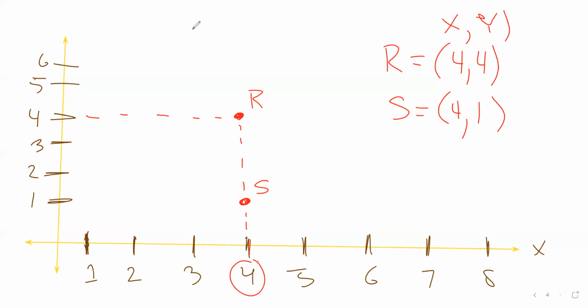So mathematically, we can see they're the same in the X, so I'm not going to worry about that, but I am going to find the difference in the Y. The difference in Y is 1 and 4, so the difference of 4 and 1, or 4 minus 1, is 3. So the answer to what is the distance between the ordered pairs R and S? It's going to be 3 units, right? So that's the mathematical part.